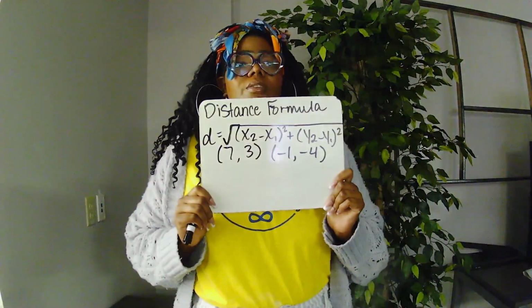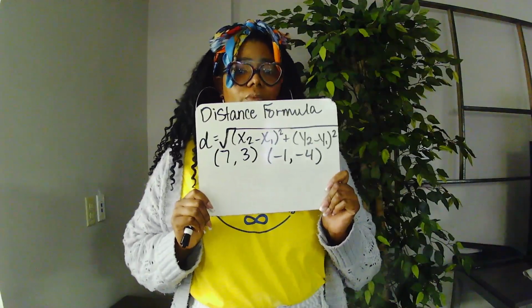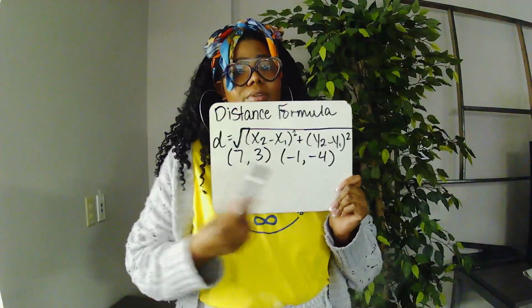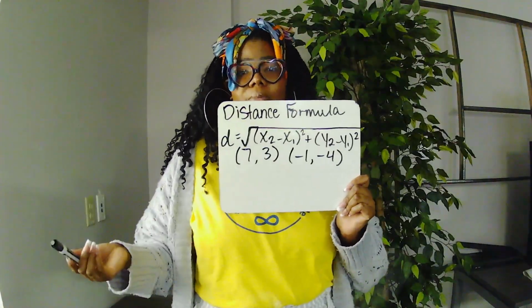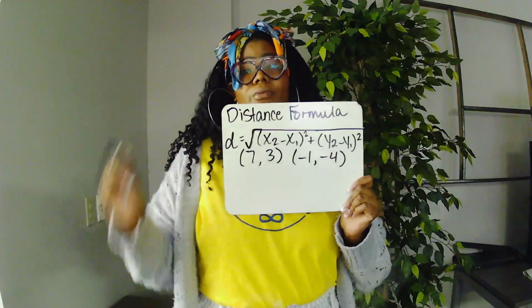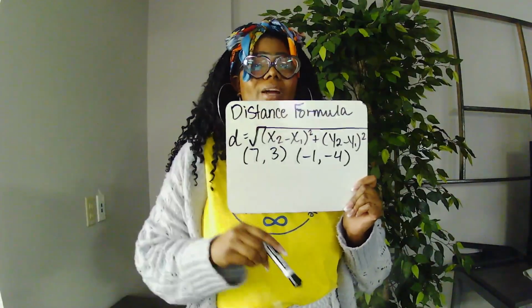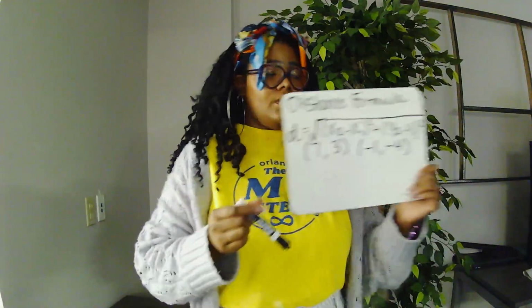Now, in order to know which points will be x1, x2, y1, y2, we must label the 4 numbers we see here. How do we label them? Well, if you think about it, we read a book from left to right. So therefore, we must label these points left to right in the order we see them.